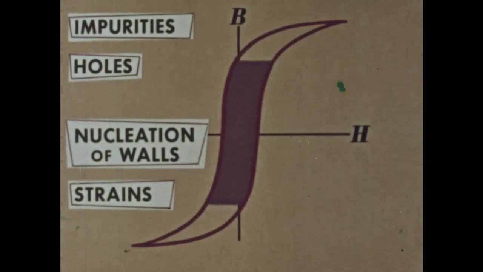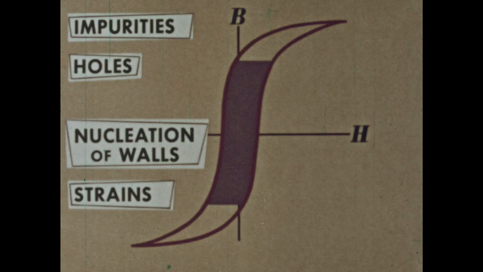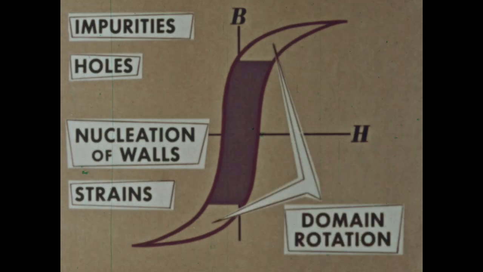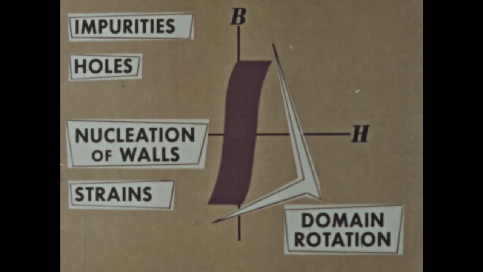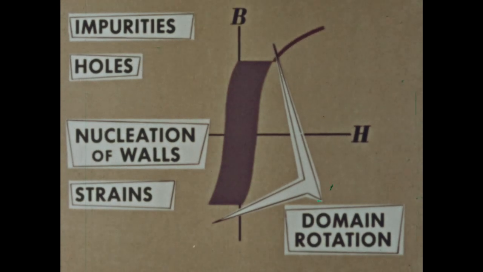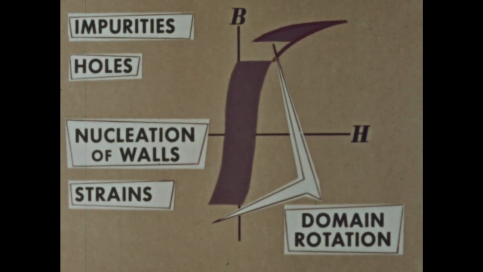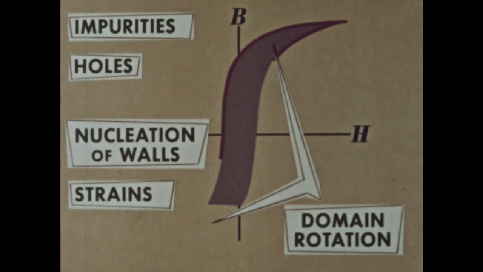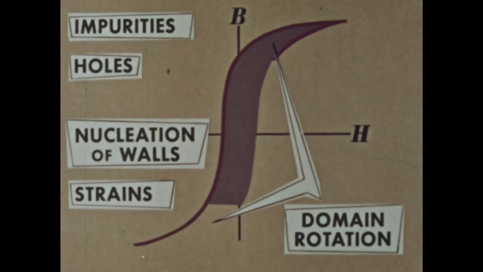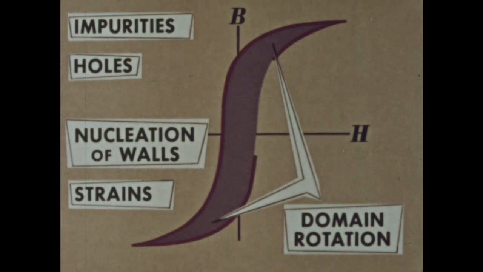In the high field regions of the loop, a process called domain rotation occurs. However, in polycrystalline materials, some wall motion is still possible in the high field region. This motion is impeded by the effects mentioned and accounts for the broadening at the tips so that a smooth loop results.